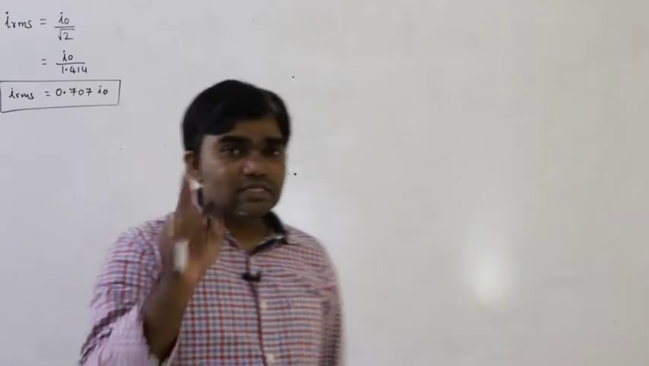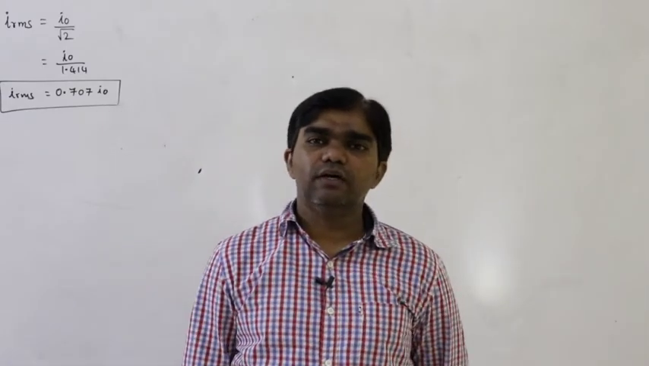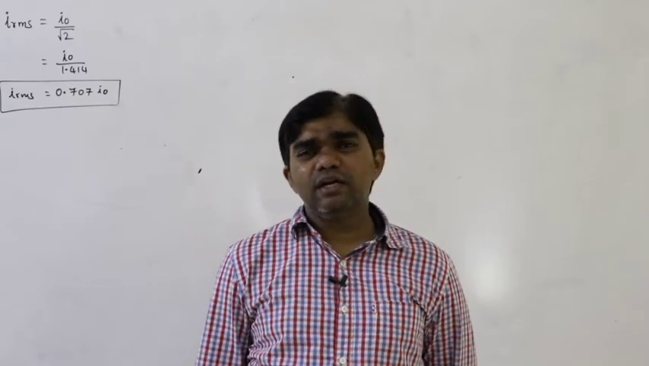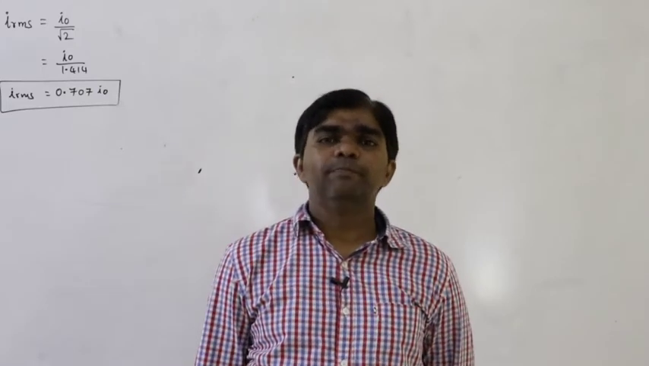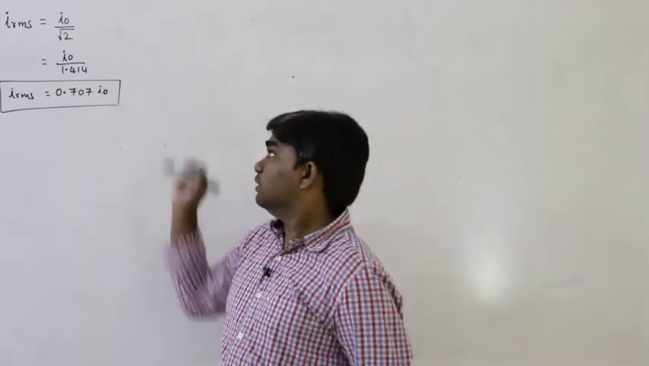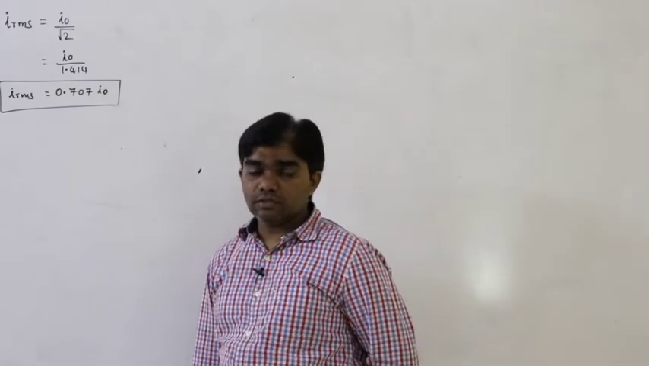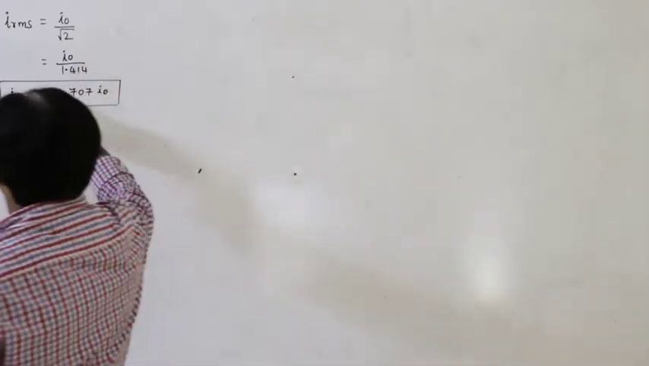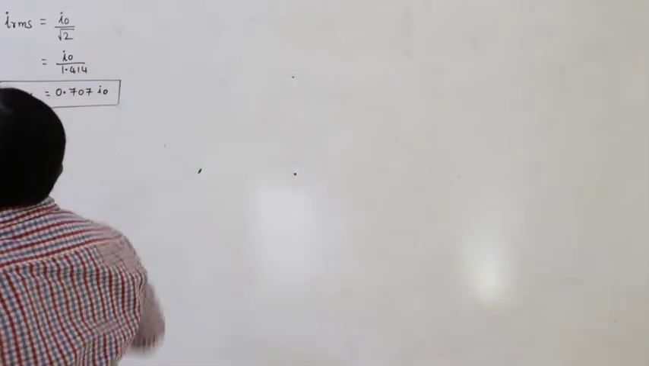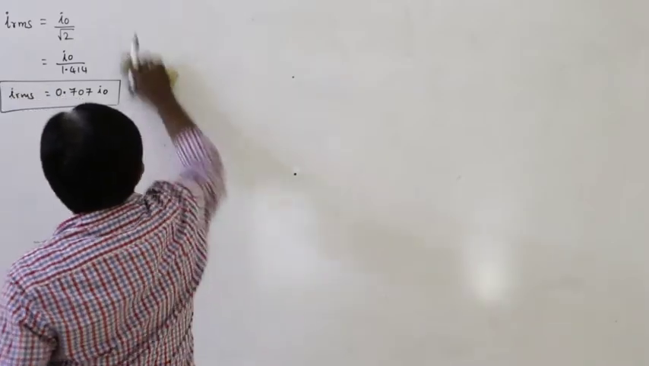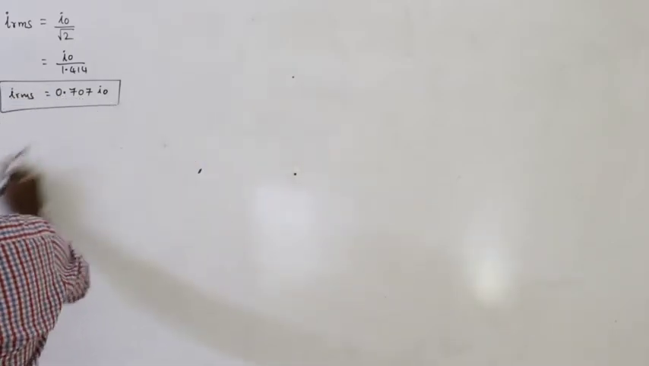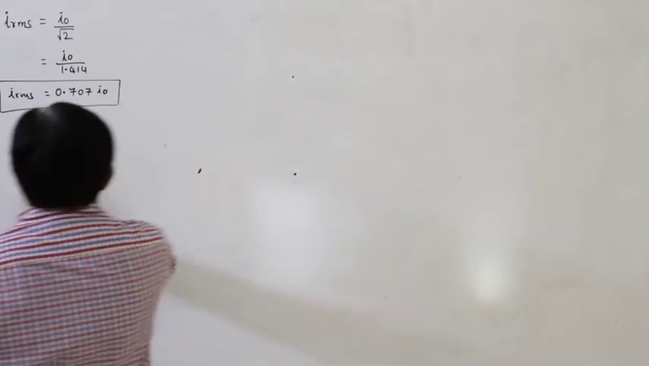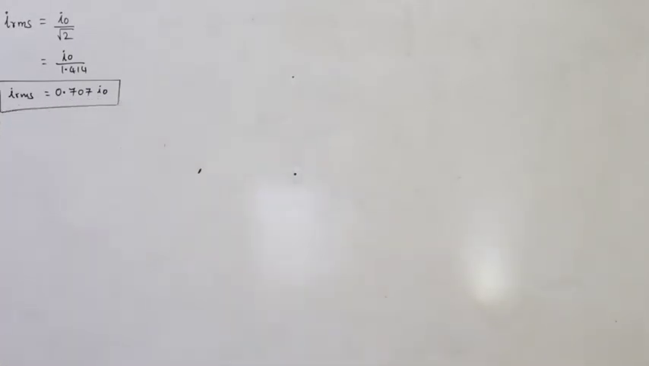RMS current is 70% of the peak value of the current, but the average current is 63% of the peak value of the current. So that is important here. I RMS equals I naught by 1.414, that is 0.707 I naught. So this is the situation, that is the RMS value of current.